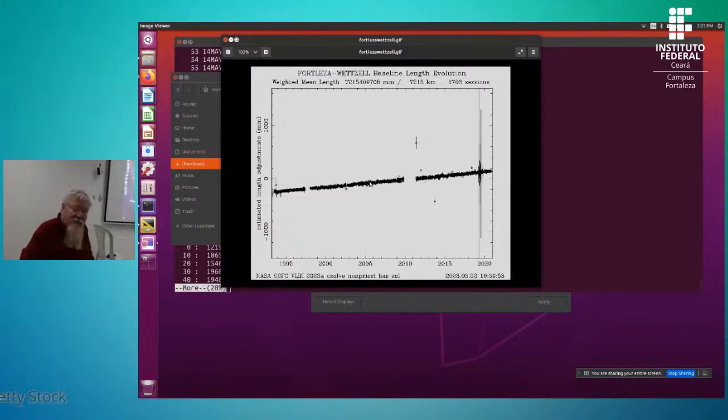And one of the things you find is that I've talked about loading effects. If you include loading effects, it makes that variation smaller. If you don't include loading effects, it makes it larger.